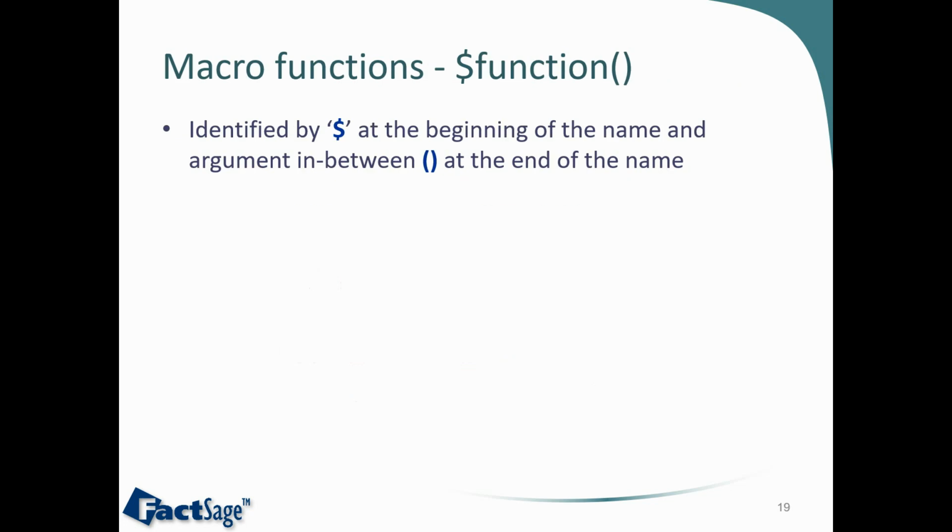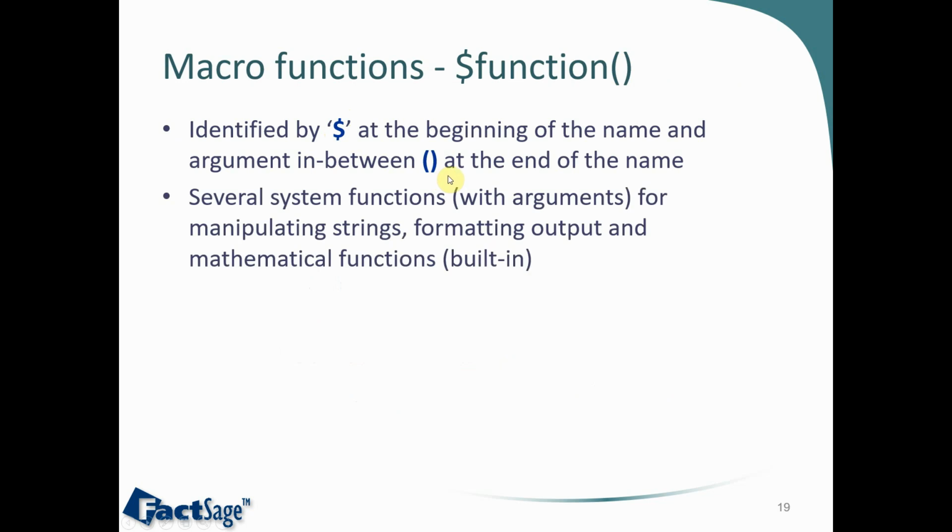So macroprocessing also has built-in functions that are identified by the symbol $ at the beginning of the name and an argument in between round brackets at the end. So we have $ at the beginning and brackets at the end. These functions allow manipulating strings, formatting outputs, calculating mathematical expressions, and so on.